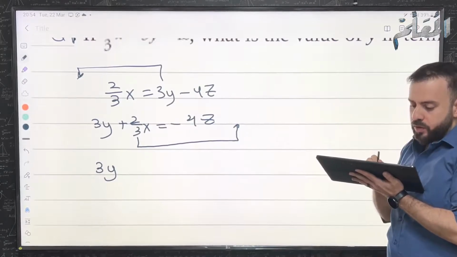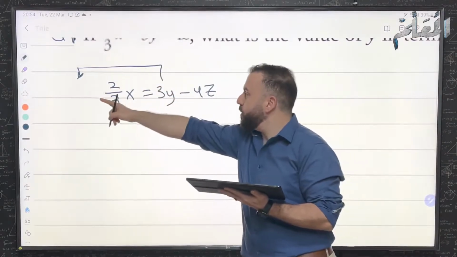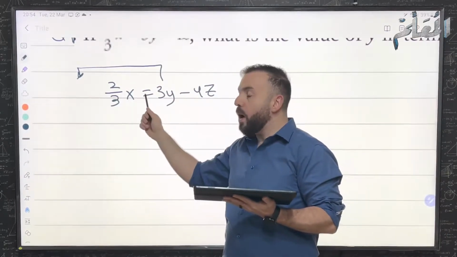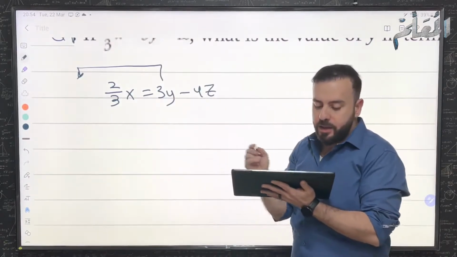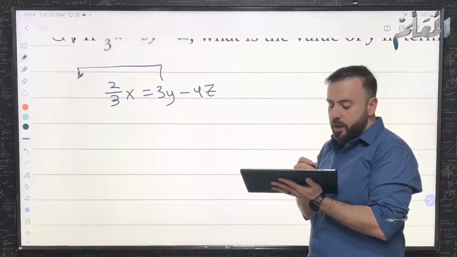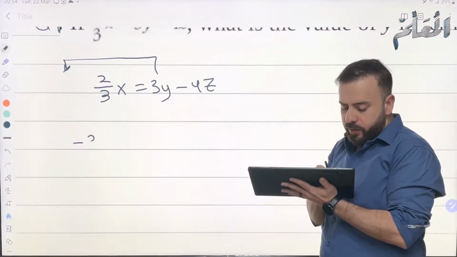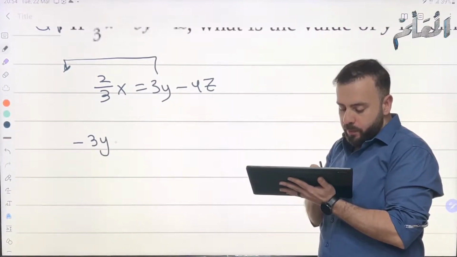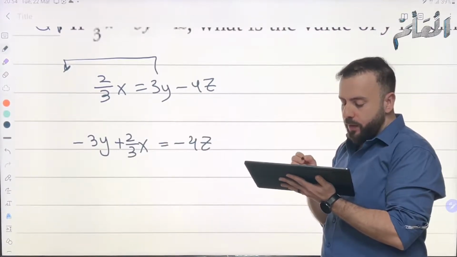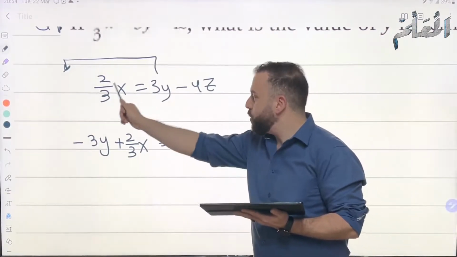Of course, just keep in mind, I just shifted the 3y, but be careful. The mistake I have made here is that the 3y should change sign. So exactly, I don't want to do shortcuts. Let's do it step by step in a simple way. So it's going to be negative 3y plus 2 over 3x is equal to negative 4z. Actually, I want to avoid shortcuts. That's a better way.